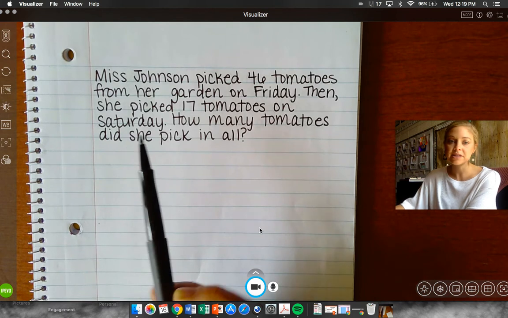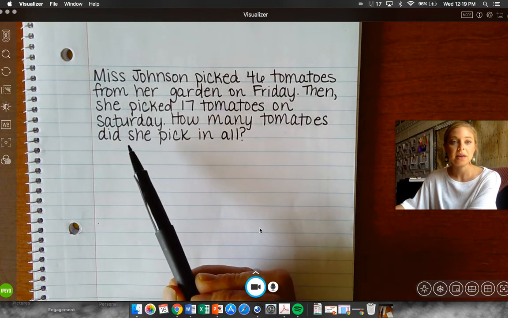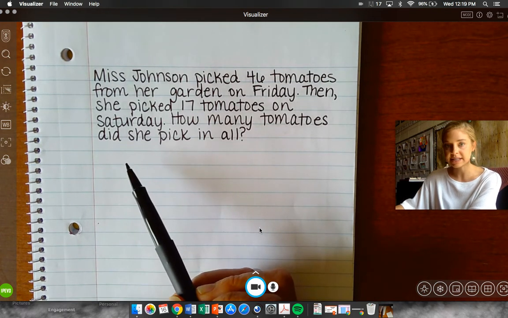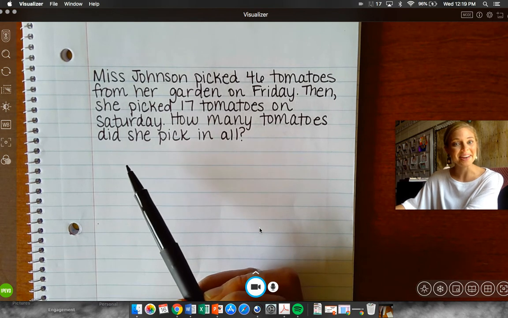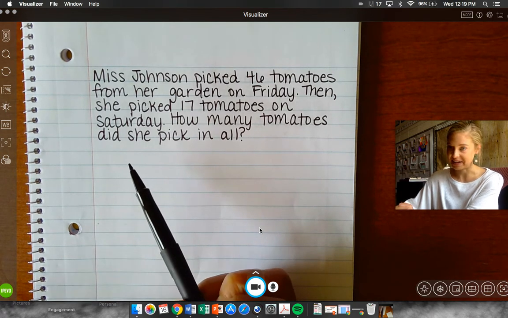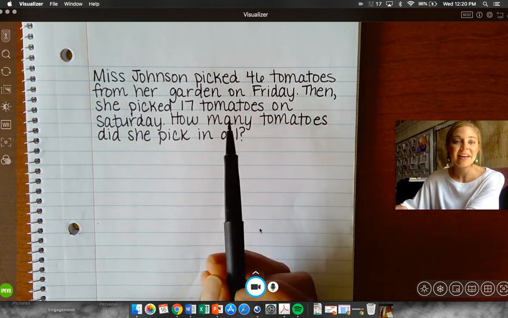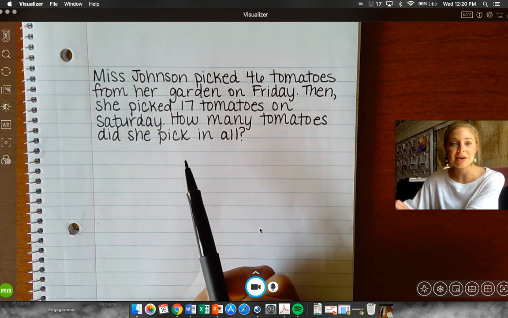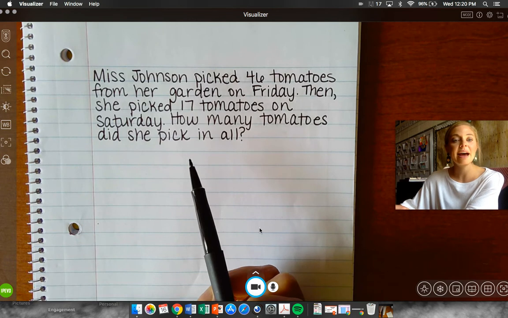All right, so this is our first story problem. Miss Johnson picked 46 tomatoes from her garden on Friday. I didn't really. I don't have that many tomatoes. I wish. Then she picked 17 tomatoes on Saturday. How many tomatoes did she pick in all?